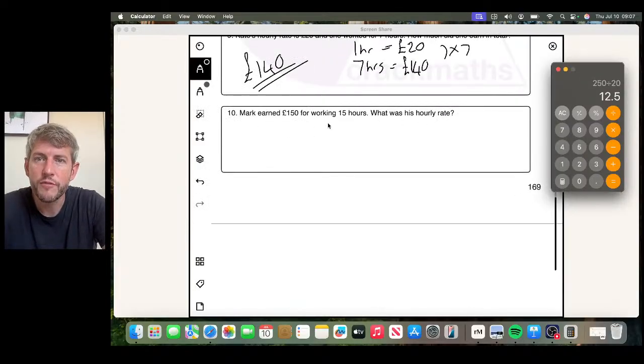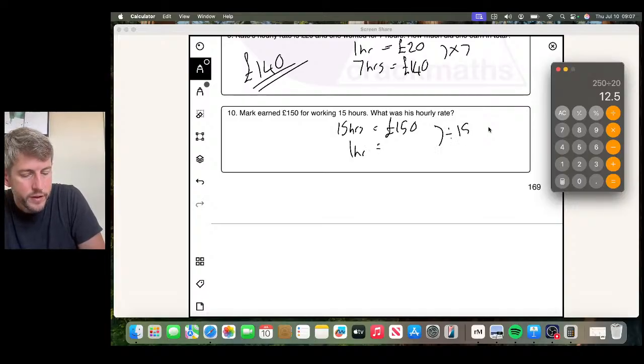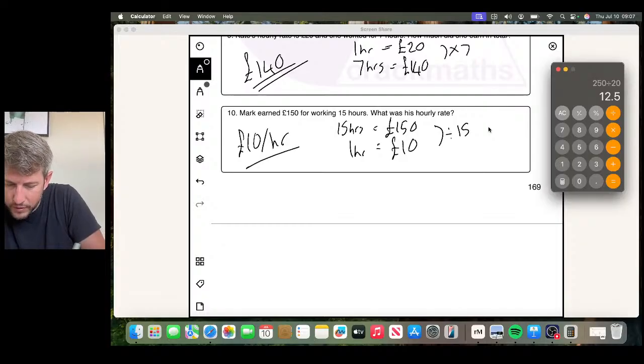Right, question 10. Mark earned £150 for working 15 hours. What was his hourly rate? So 15 hours equals £150. We want 1 hour, so we're dividing by 15. And we should spot that that is going to be £10. So he gets £10 per hour.